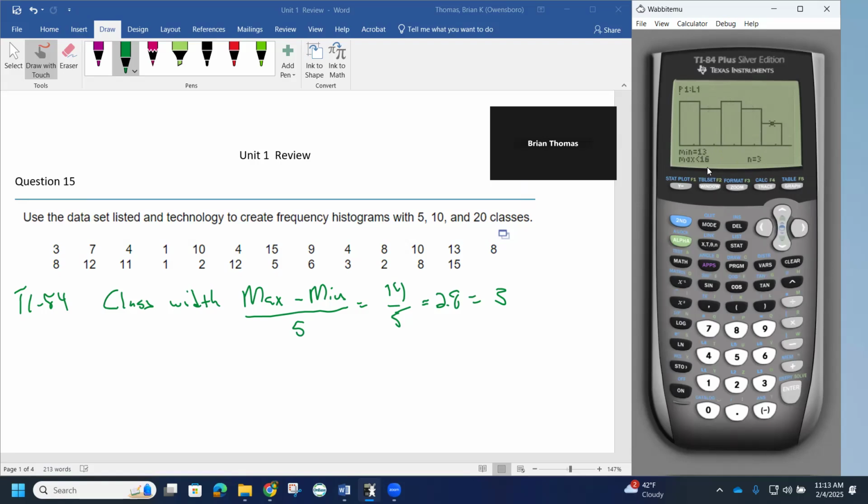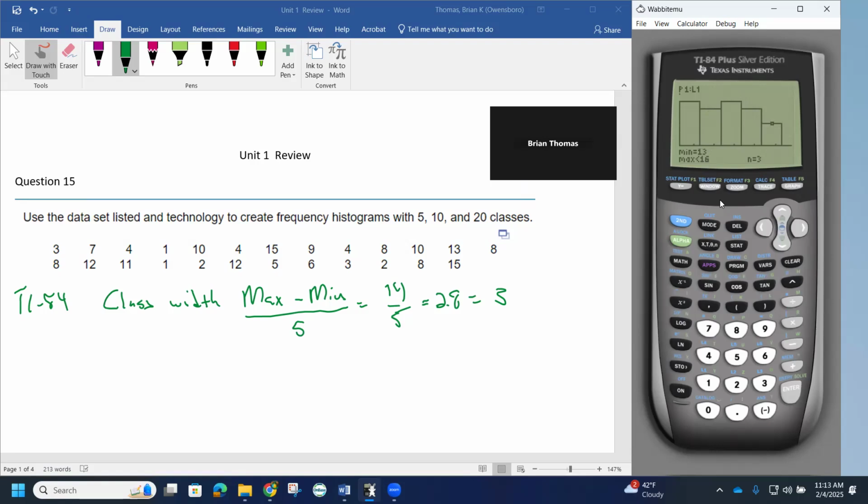Notice it also gives me my classes, my lower limits and upper limits too. We didn't have to actually do that; it did it for us. So that would be the graph I'm looking for in my lab. It's probably multiple choice, so you just have to identify the graph there. That's going to be the graph of 5 classes.